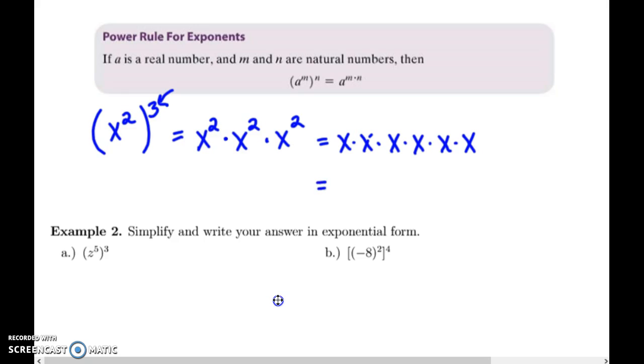So we see that we have 6 factors of x total, which is what you get if you multiply 2 times 3. And of course, we could have back here used the rule we just learned. 2 plus 2 plus 2 is also 6, right? Same thing as 2 times 3.